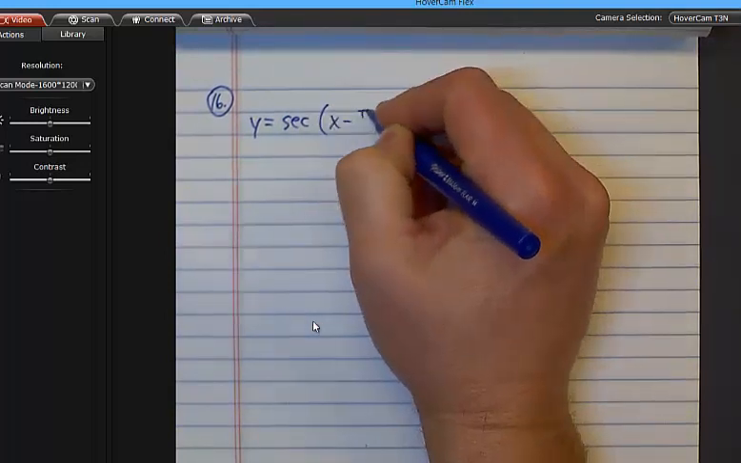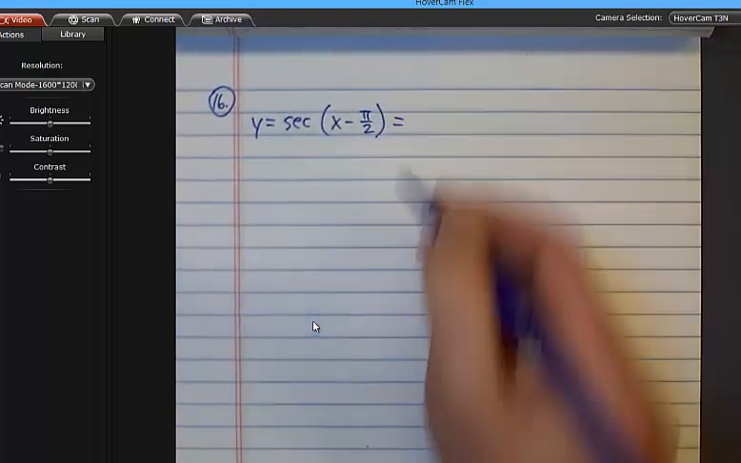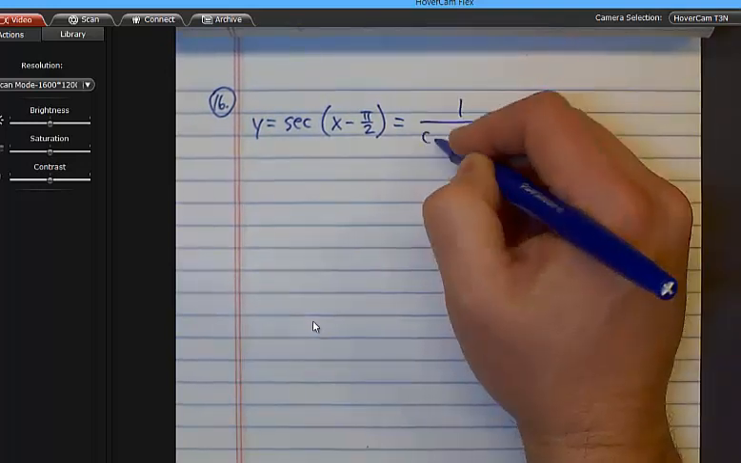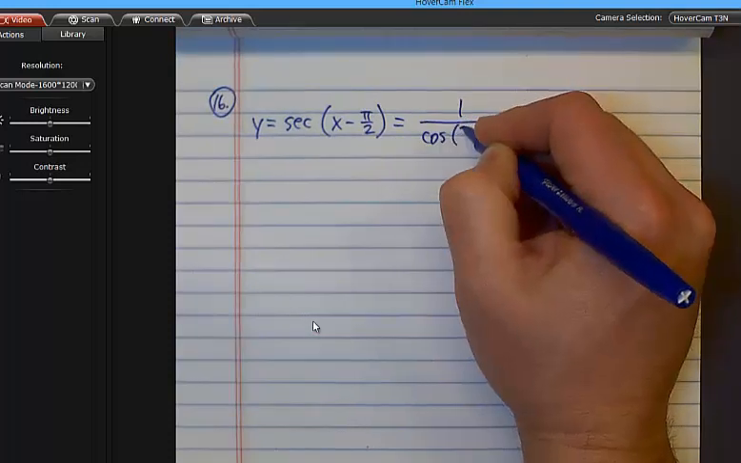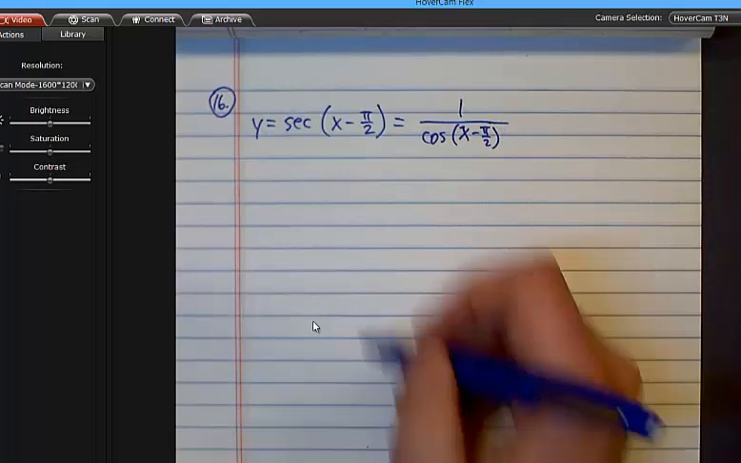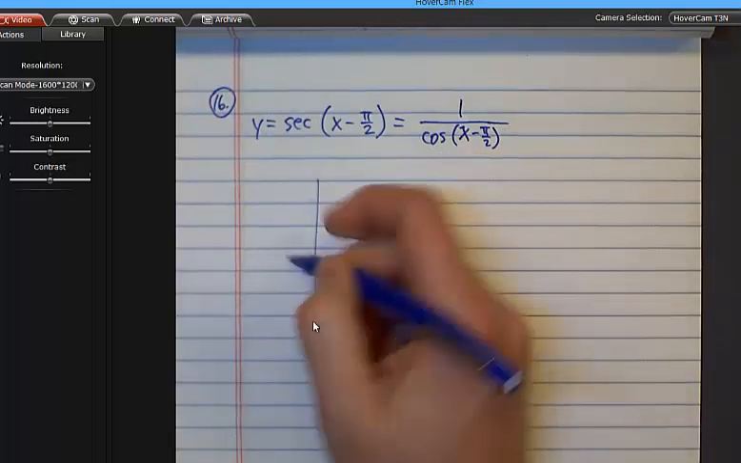By the way, what does that mean? Secant is the same as 1 over the cosine. It's the reciprocal of the cosine of x minus pi over 2. And I guess what I'm going to tell you is if you want to understand how the secant function works, you better understand how the cosine works.